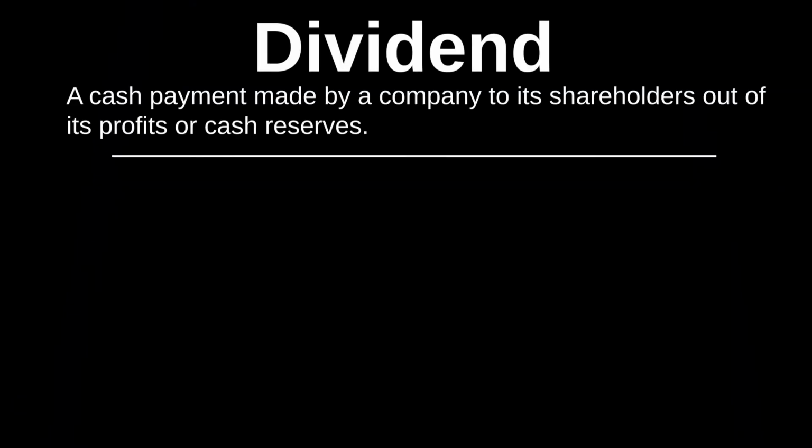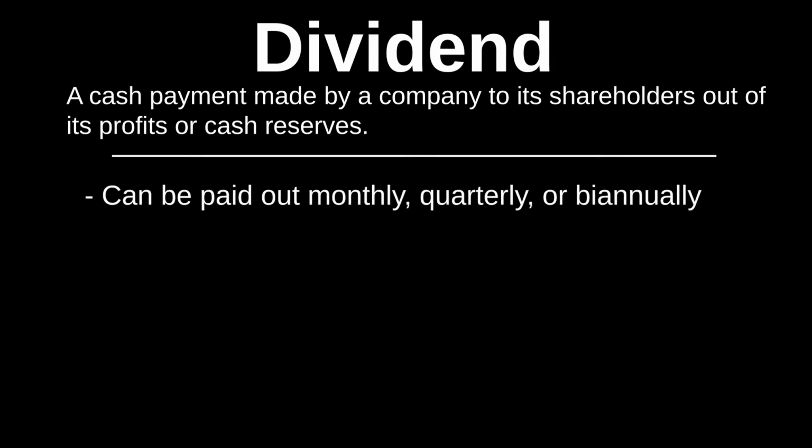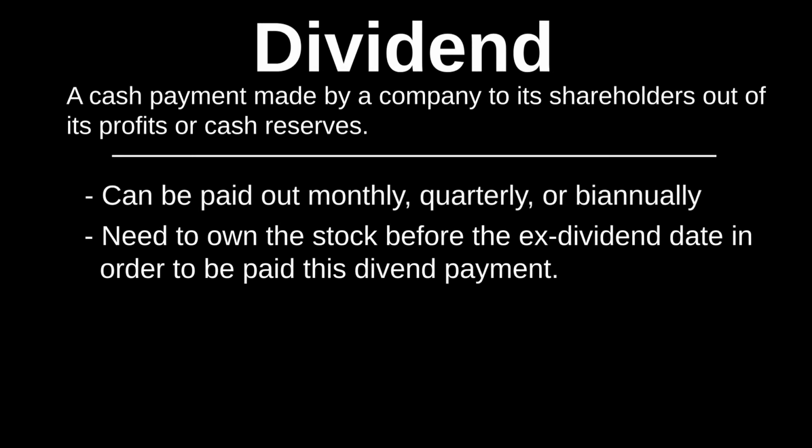Okay, so let's firstly talk about dividends and what they are. In essence, they are a payment that's made by a company to its shareholders out of its profits or its cash reserves. So these payments are generally made quarterly, but they can sometimes be paid biannually or even monthly. In order to get this payment, you need to own a stock by a specific date, which is referred to as an ex-dividend date, and I'll show an example of that later in the video.